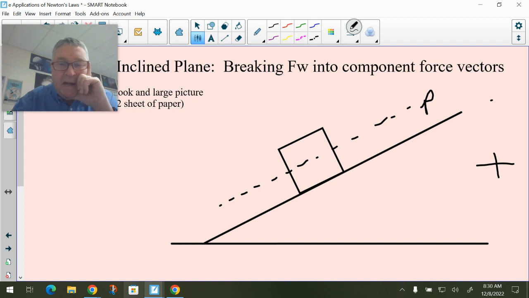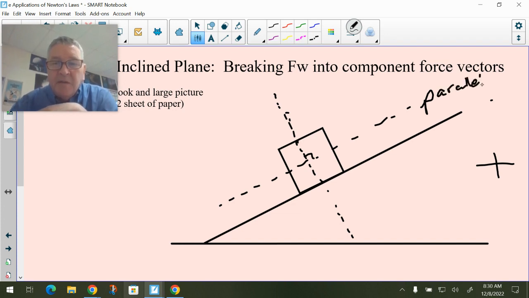Then I want to pick another axis that is at 90 degrees to that one. So I'm going to draw an axis that goes down. I didn't do this very well, but it goes through that way. And that's going to be at a right angle to the parallel axis. That's a parallel axis, and this one's going to be perpendicular to the parallel axis.